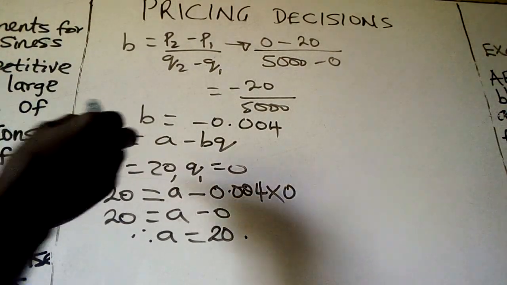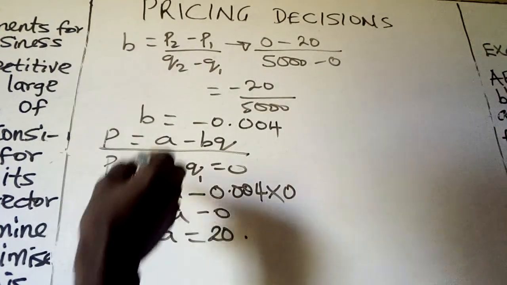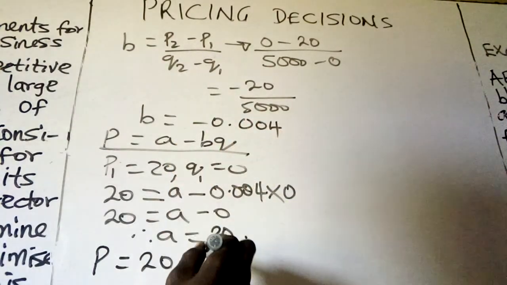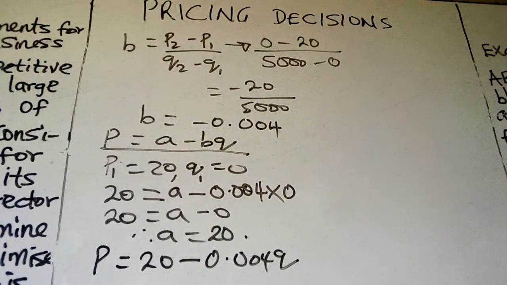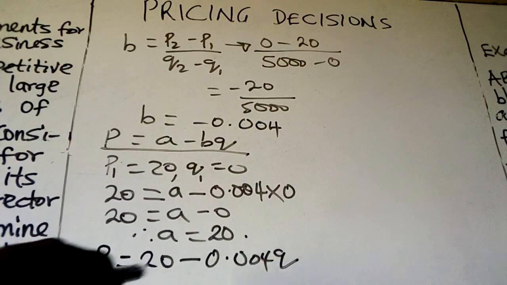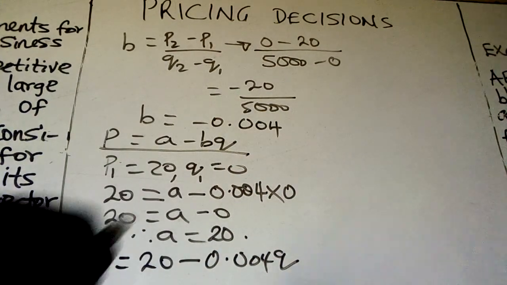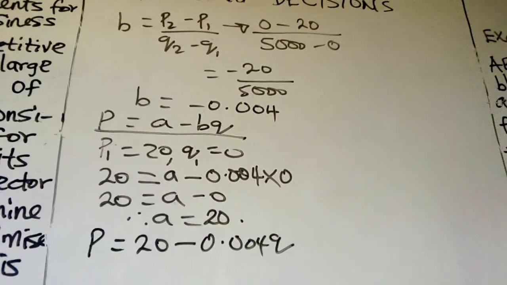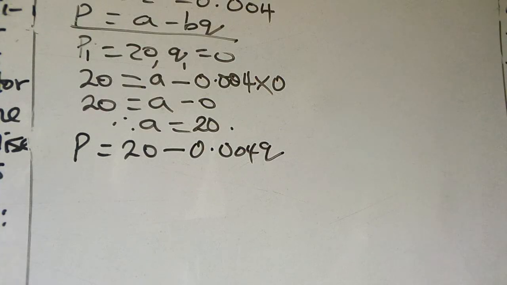Now go back to the price function again. Your price function, you have P equals A, and our A is 20, minus B. B is 0.004Q. I've told you that you don't need to change this to plus. The reason for putting minus in the formula is because the value of B will already be negative. So you don't need to change minus to plus. No. You have got the price function.